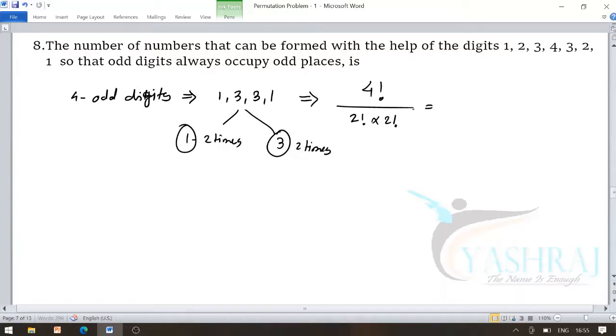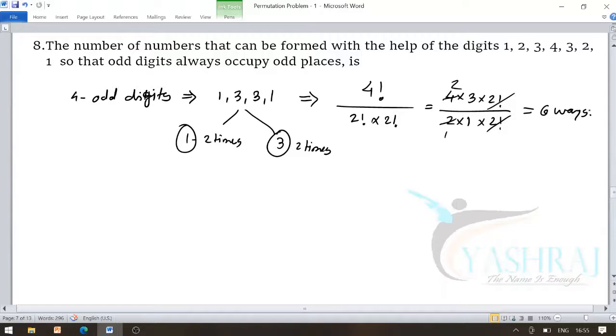We can now convert 4 factorial in terms of 2 factorial, as 4 into 3 into 2 factorial, divided by one of the 2 factorial having the value 2 into 1, while the other 2 factorial remains as it is. 2 factorial gets cancelled. 2 ones are 2, 2 twos are 4 and 3 twos are 6 ways we are having.